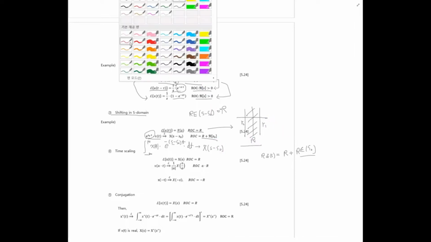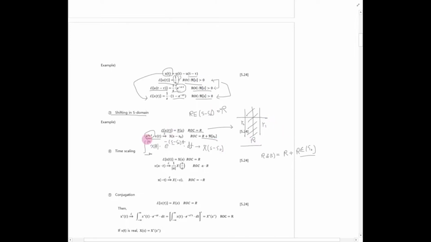Then after shifting by this exponent, the region of convergence is given this way, plus the real part of s0. And here the real part of s0 is also added like that. So this is the new region of convergence for the shifted signal. Okay. The fourth property is time scaling.